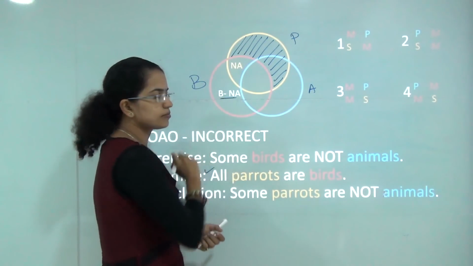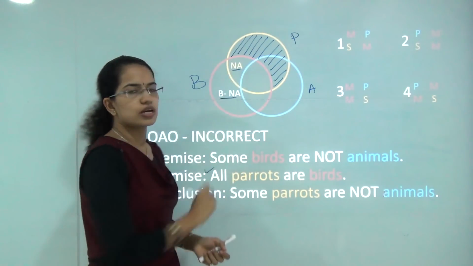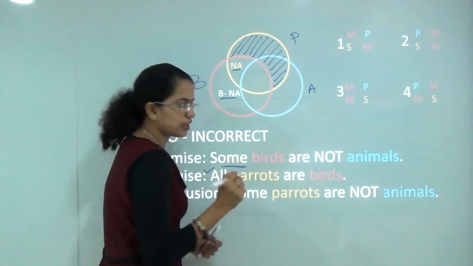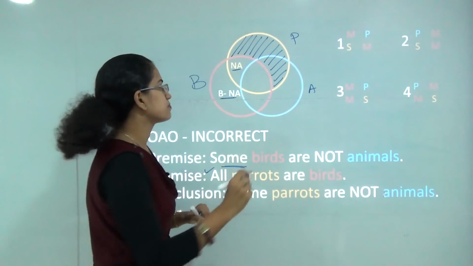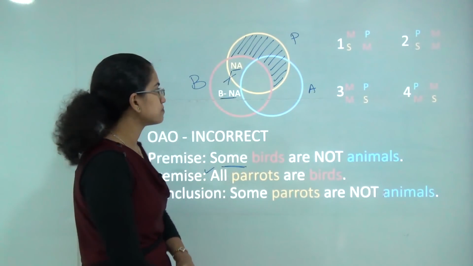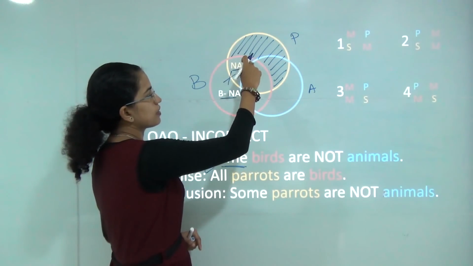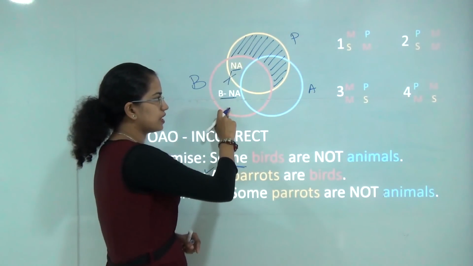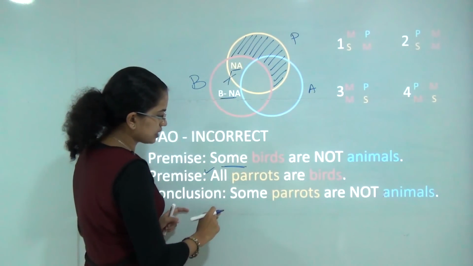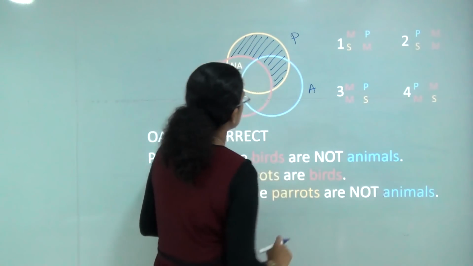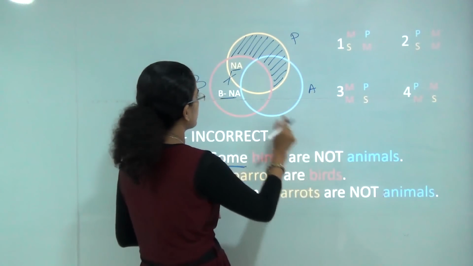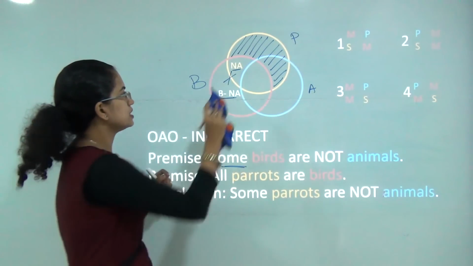So some birds are not animals here also, and some birds are not animals here also, and here there is some. So what I will use the connotation is X, and where should I place the X? X would be on this intersecting line. That means some are not animals can be here, some are not animals can be here, or they can be in both the regions. Now based on this, can I say some parrots are not animals?